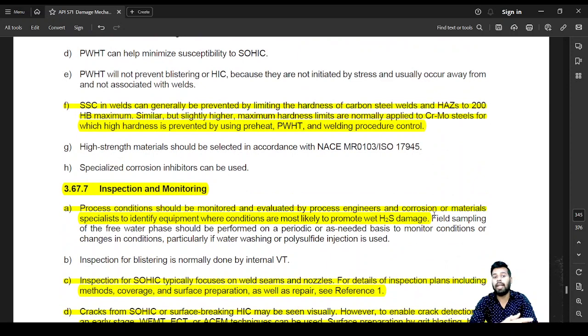Sulfide stress corrosion cracking in welds is typically prevented by limiting the hardness of the carbon steel weld and the heat affected zone to about 200 VHN maximum. Similar but slightly higher maximum hardness limits are normally placed on chromium-moly steels, for which high hardness is prevented by using preheat, post-weld heat treatment and welding procedure control.